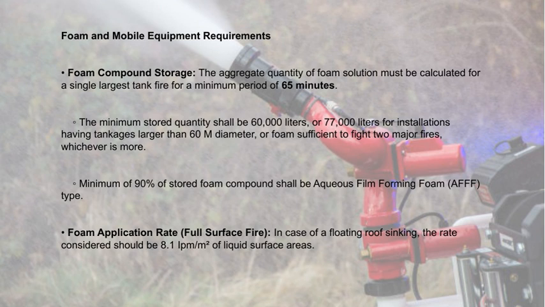Now, moving to foam application rates, particularly in the case of a full-surface fire. Say, if a floating roof were to sink, it's important to consider the rate at which foam should be applied. In such scenarios, we use a rate of 8.1 liters per minute per square meter of the liquid surface area. These points are critical because they help ensure we have the right amount of foam ready and can deploy it effectively in an emergency, aligning with our overall goal of maintaining safety and preparedness in our operations.